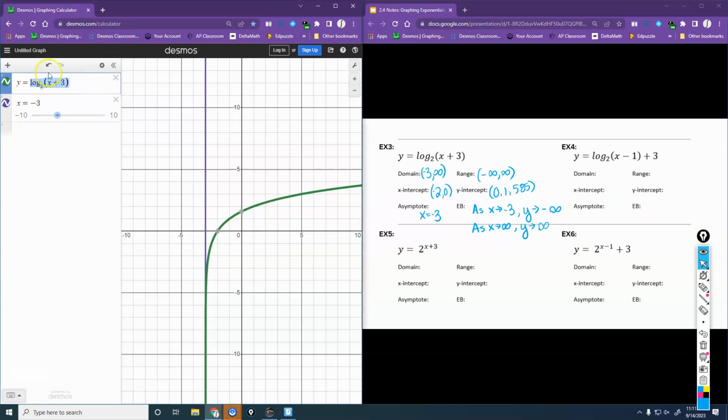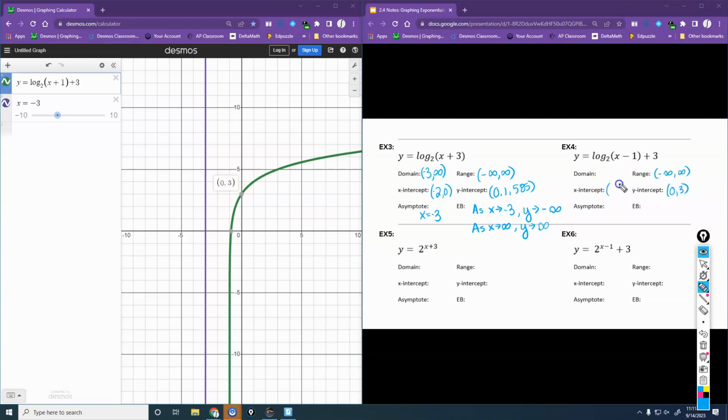Alright, let's do x plus 1 plus 3. Okay? Alright, range for this one. It's a log. I already know it's going to be negative infinity to infinity. We're going to put that in. X-intercepts and y-intercepts are just reading those off of the graph. Y-intercept is at 0, 3. What'd you guys get for the x-intercept?